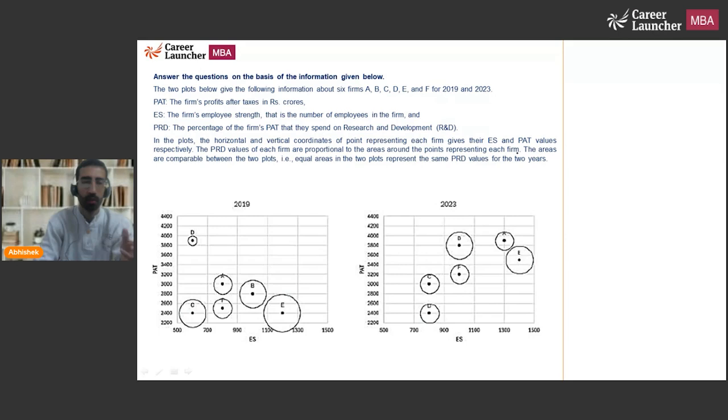Obviously, it's a percentage, so its final application will happen on the PAT, if you want the final value. And the PRD values are proportional to the areas around the points representing each firm. Areas around the points would mean these circles, right? The area of a circle is pi r square, so in terms of percentage, this would be proportional to r square.